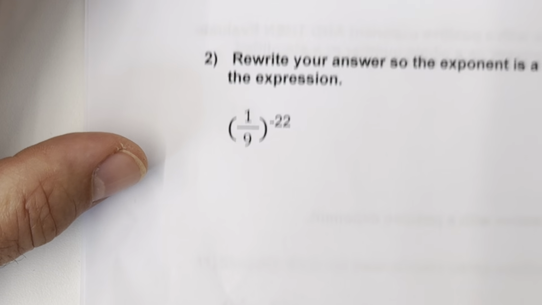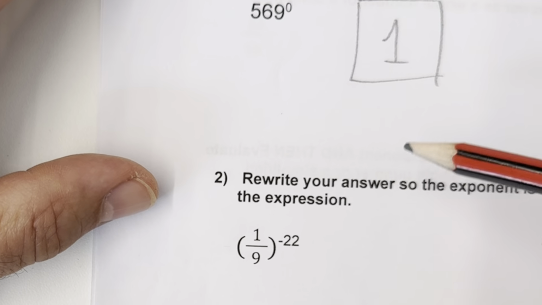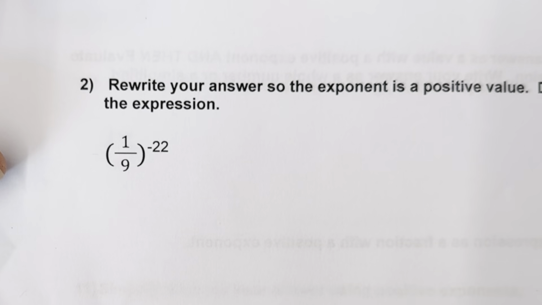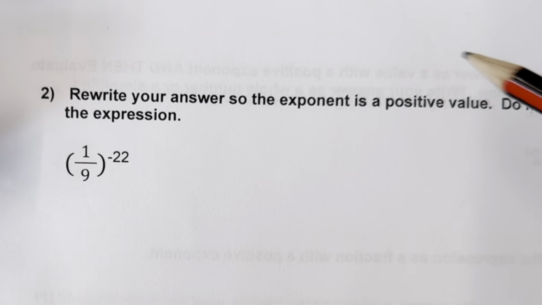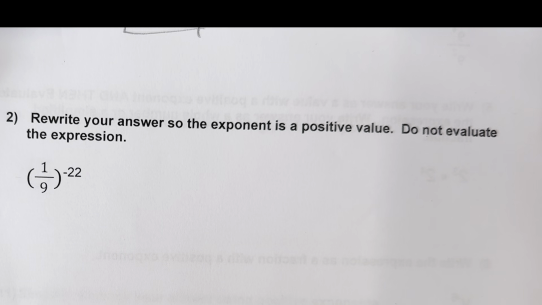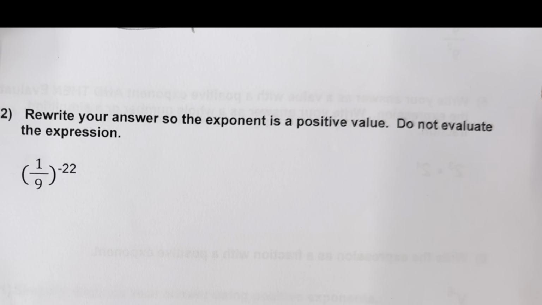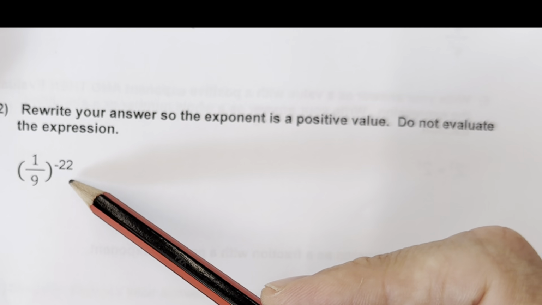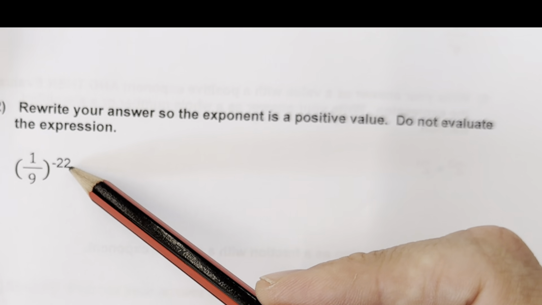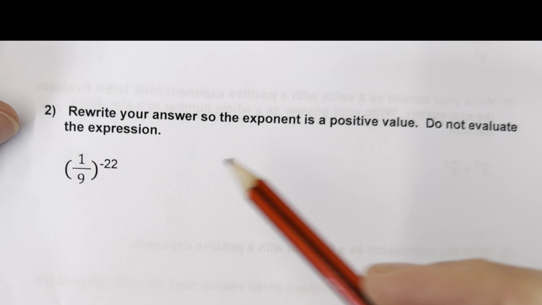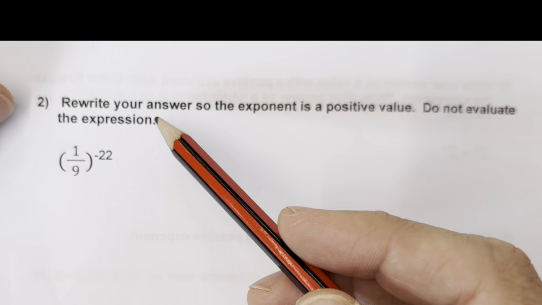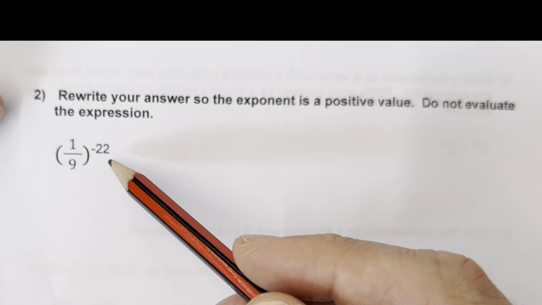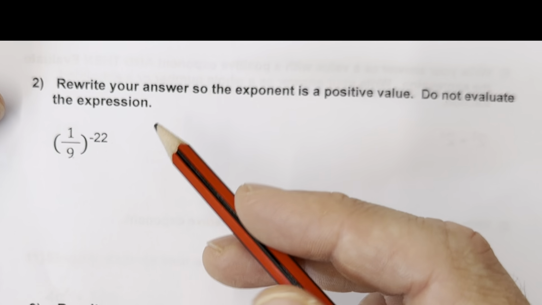Here we go. Number 2. Oh, there it is. So this question, I think I made a little bit trickier than it should be for this grade band. But anywho, the lesson is good to learn regardless. It says rewrite your answer so the exponent is a positive value. So this one right here you can see is a negative value. And then it says do not evaluate the expression. In other words, we do not need you to take 9 and then multiply by itself 22 times. That'd be a big number. That's not what we're doing here.